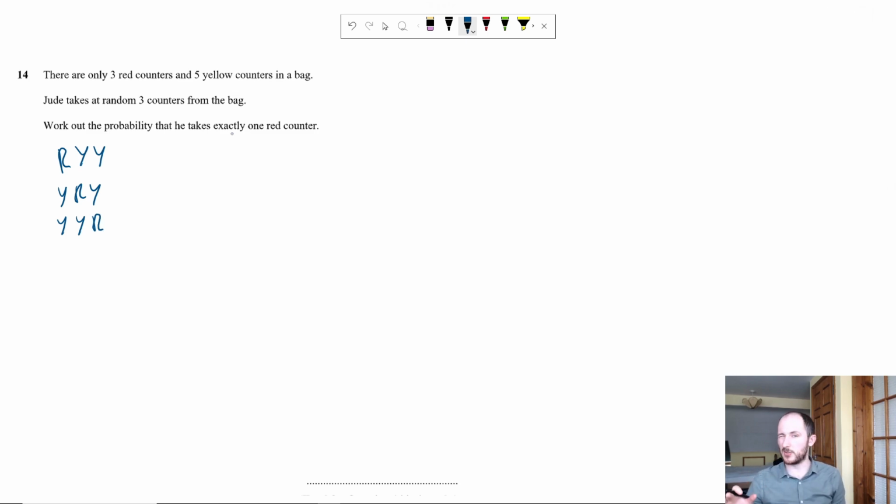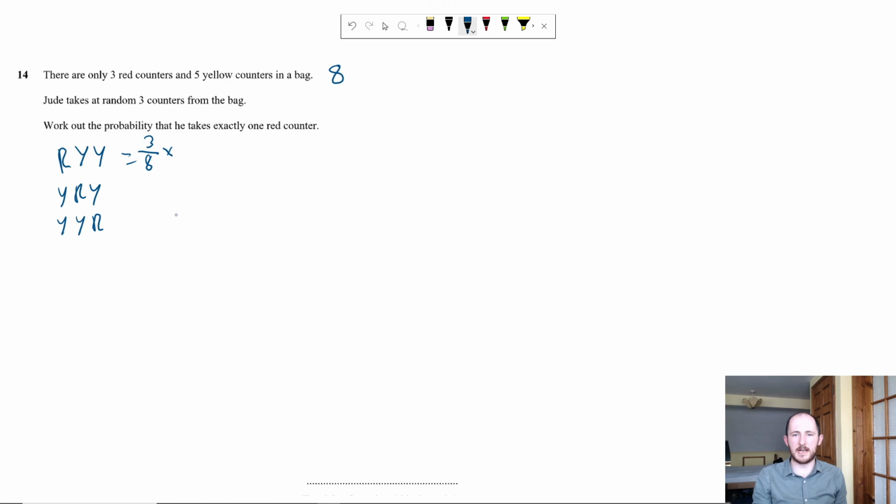Now, here's kind of a little bit of a shortcut for you. All of these probabilities will be exactly the same. So we could just do one of them and times it by 3. But I'm going to go through all of it just to make it make 100% sense. So in total we have 8 counters, right? So probably getting a red first would be 3 out of a total of 8.